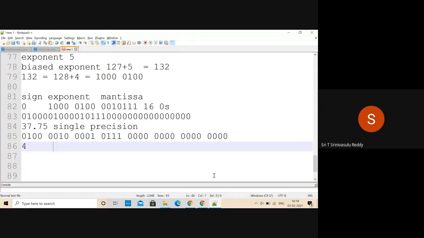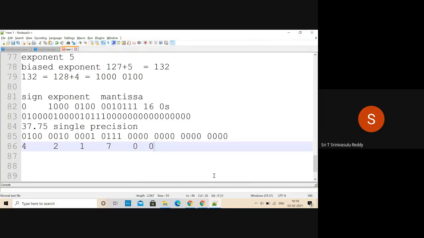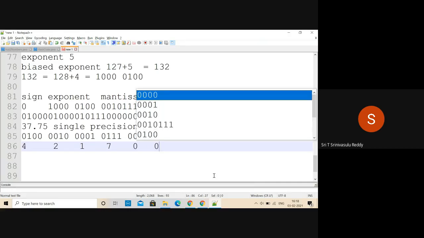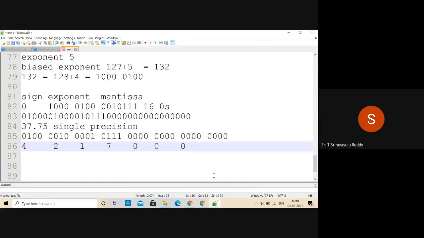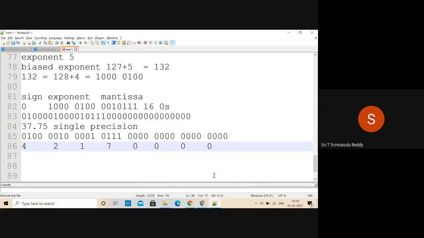And this is going to be 2. And this is 1. This is 7, and the remaining things are 0, 0, 0, 0. This is in hexadecimal, and all of them put together as a single entity is nothing but 0x42170000. So this is the actual representation.